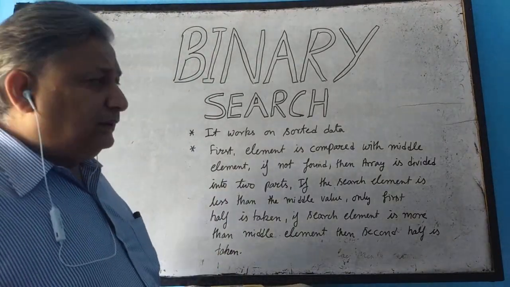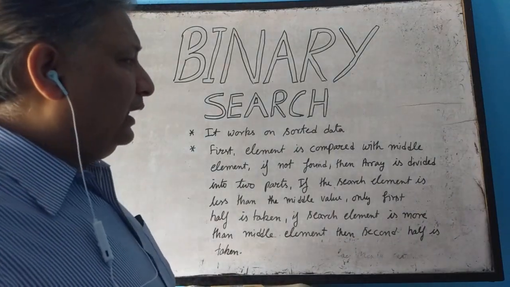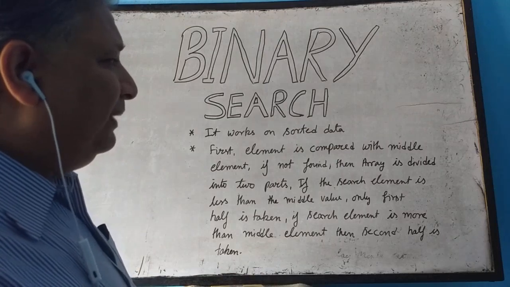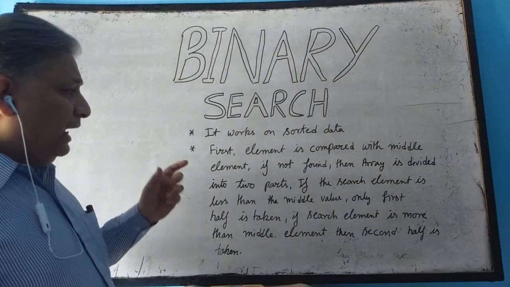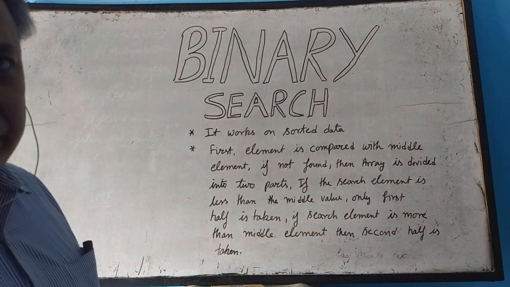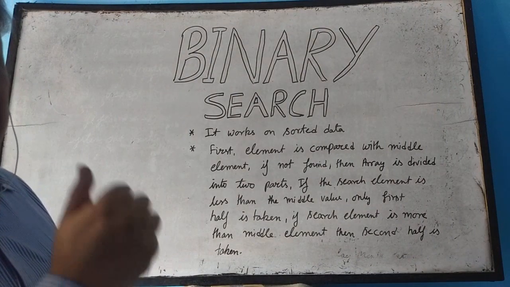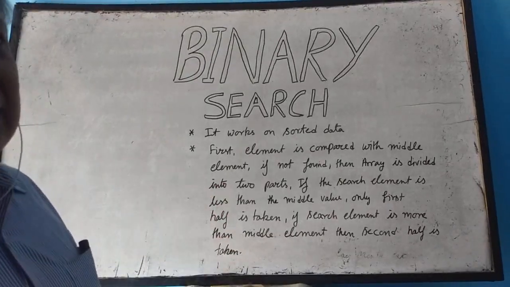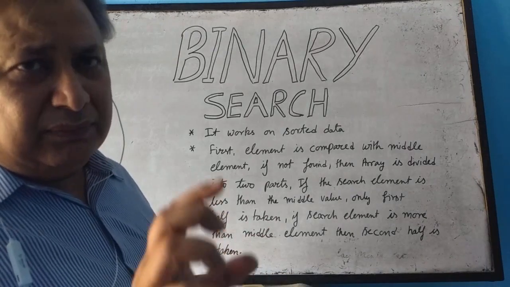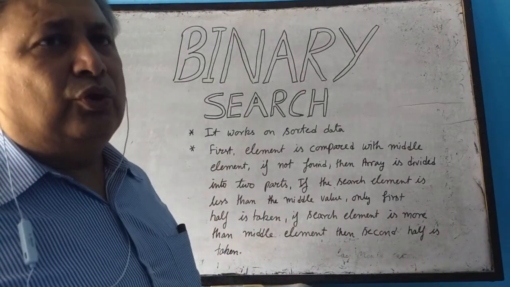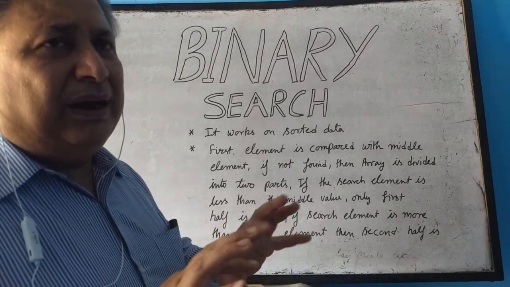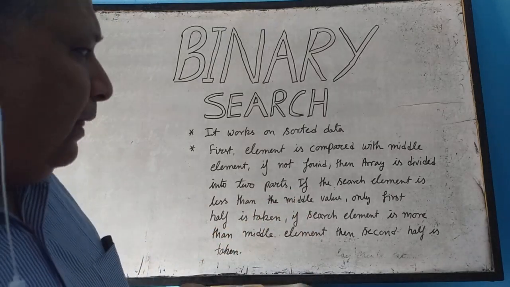So how does it work? First of all, it compares the search element with the middle of the array, and if the element is found, then it's okay, the search is complete. Otherwise, I'm taking into consideration that this array is in ascending order, so it splits the array into two parts from the middle, assuming that the parts are equal.